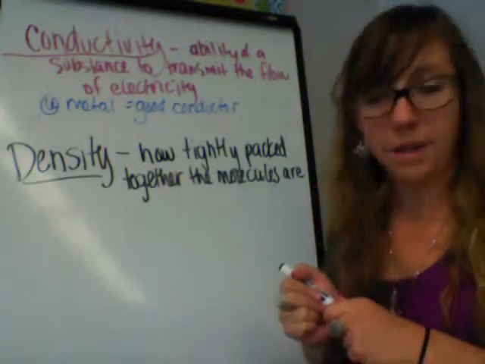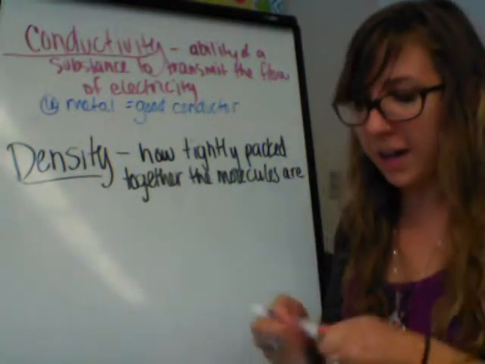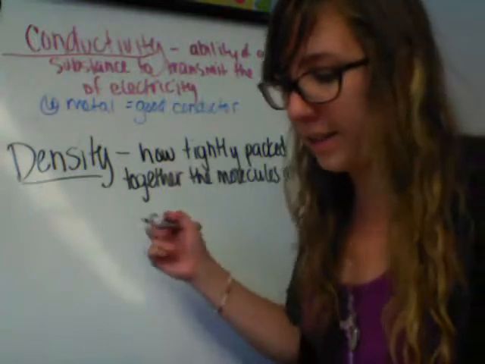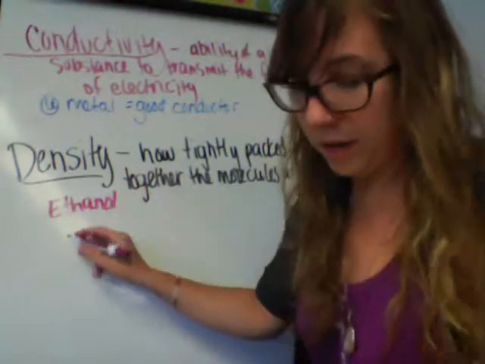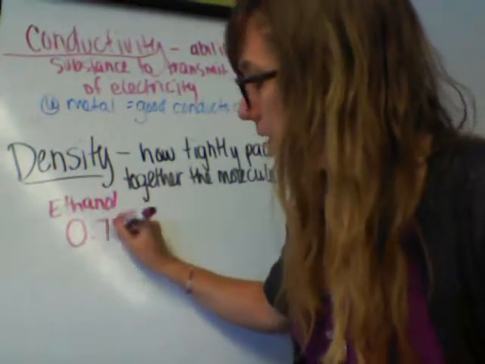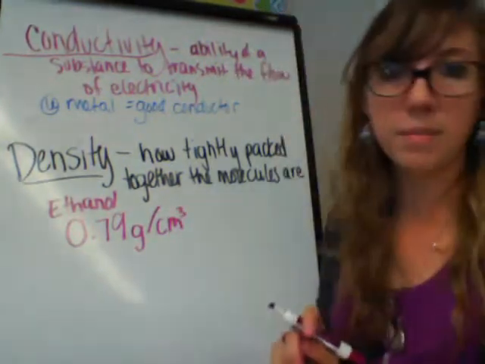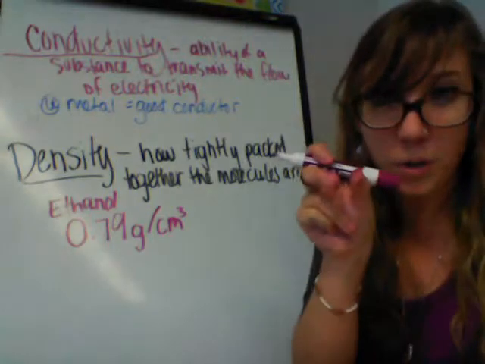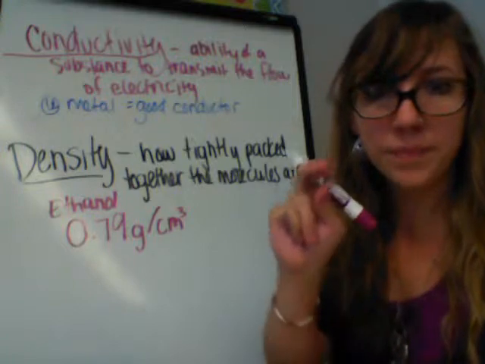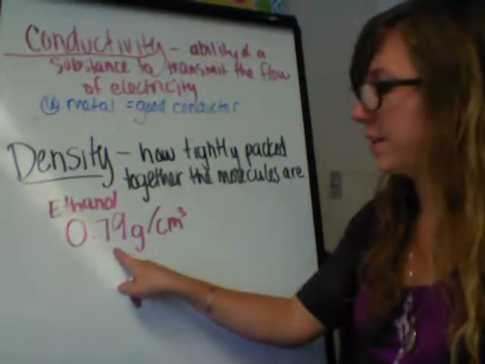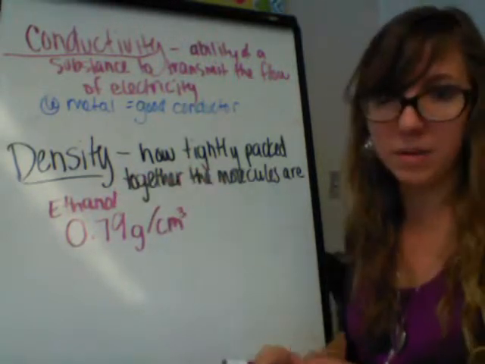So for example, in your lab today, this will be really important for you to note. Ethanol has a density of 0.79 grams per cubic centimeter. That means for every cubic centimeter, imagine one of those little centimeter cubes that you probably used in math a while back, it has 0.79 grams of ethanol.